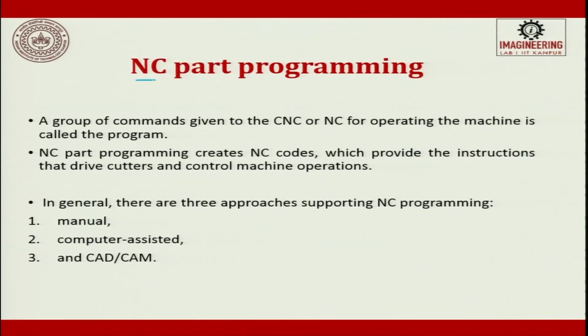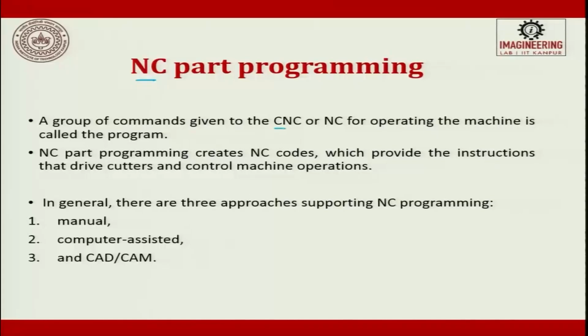When we talk about NC part programming, a group of commands given to a CNC or an NC for operating the machine is called the program. So, here you write a program using alphabets and numerals, that is alphanumerical, and you try to control the complete machine. The logic and the hardware used in a CNC machine is the same that we will use for rapid prototyping also. So, if you understand CNC, almost all automation you can understand very clearly.